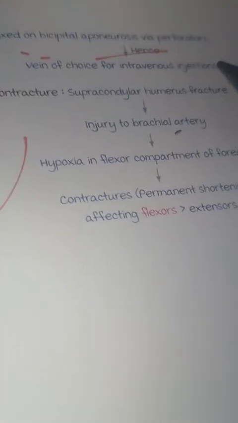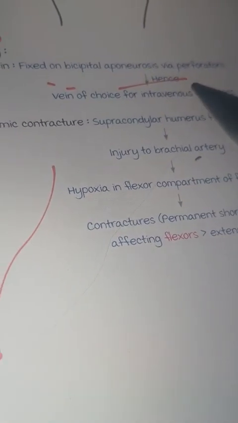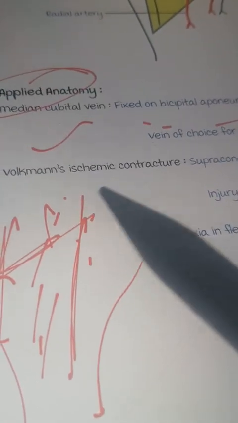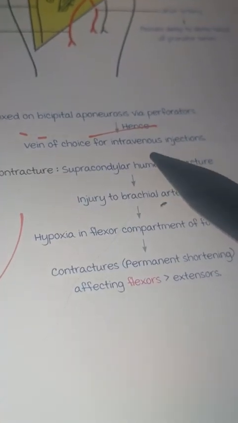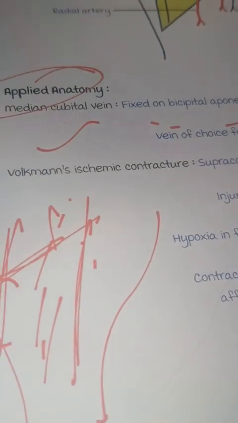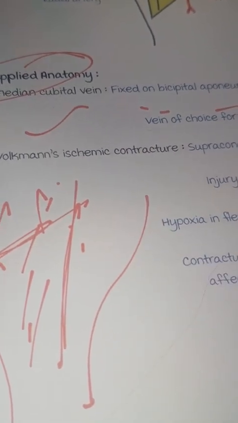Talking about applied anatomy, the median cubital vein is fixed on the bicipital aponeurosis via perforators. Basically perforators are present which fix the median cubital vein on the bicipital aponeurosis. Hence the median cubital vein becomes the vein of choice for intravenous injection. If you want to give in the vein, which vein will you give? That's the median cubital vein because it's fixed on the bicipital aponeurosis.